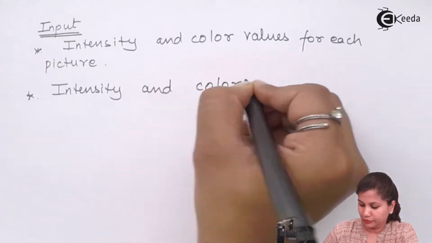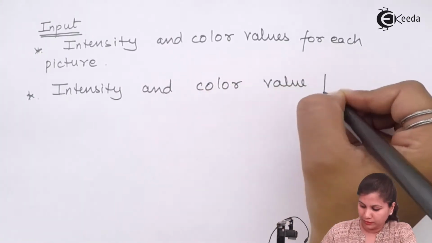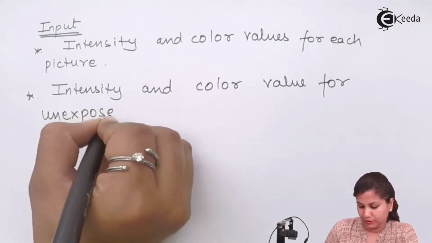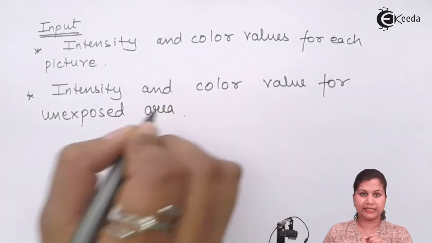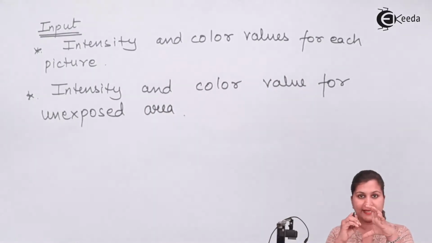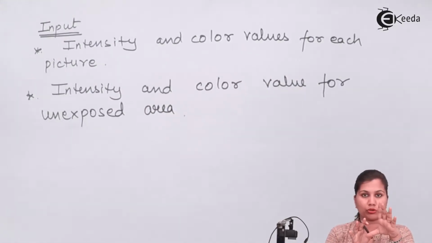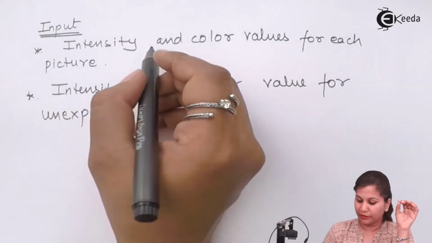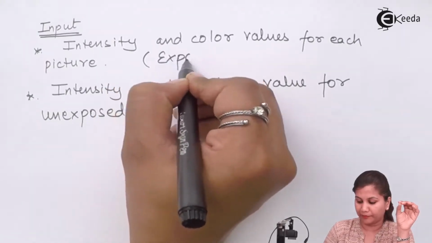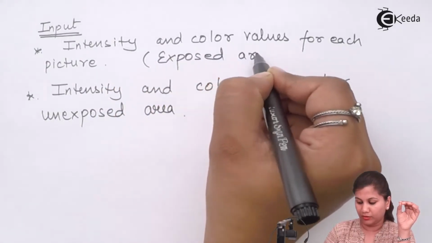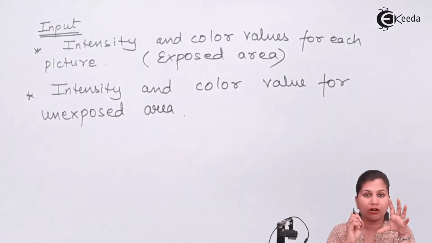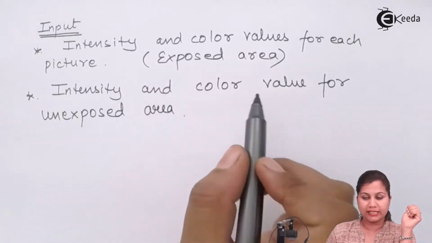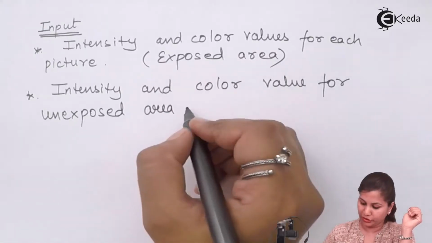Intensity and color values for the unexposed area, because on the CCD array it will have different cells. Some cells will be exposed to the picture. So the intensity and color values for each picture will be for the exposed area. Then the cells which are not exposed to the picture, for those also we will have the intensity and color values for the unexposed area.